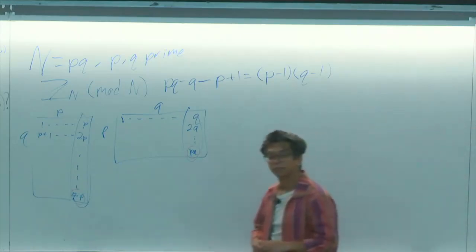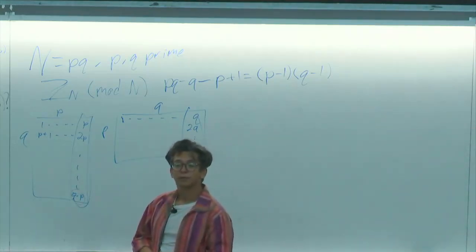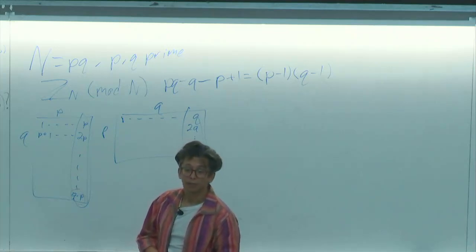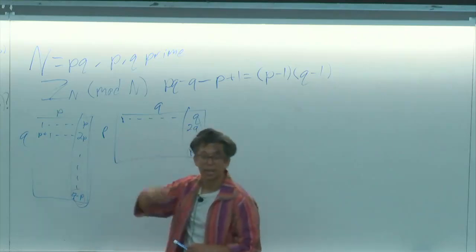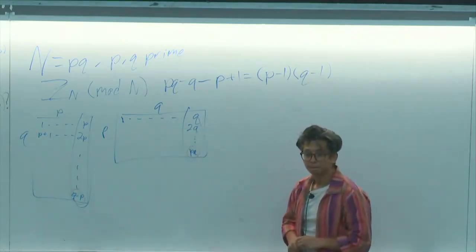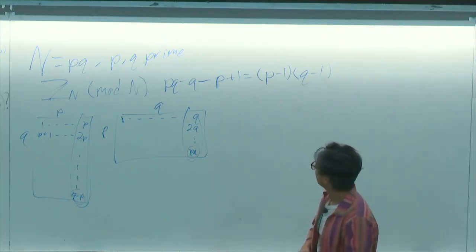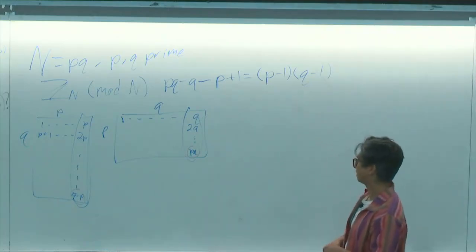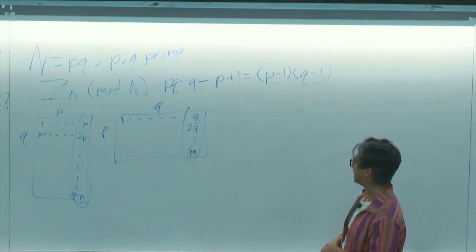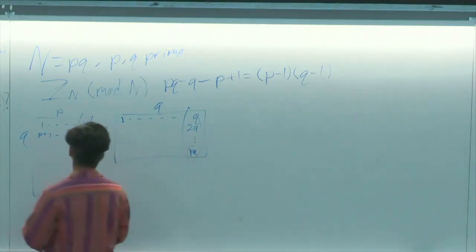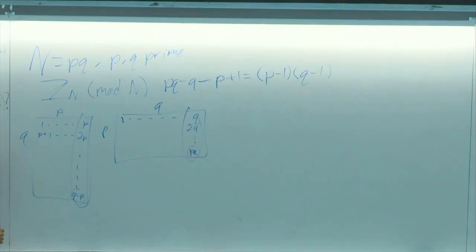Yeah? What if P and Q are the same value? I see. As in N is equal to P squared. Would it still work? P minus 1 squared? I don't believe so. I think you'd get more factors of P than you're actually counting. I could be wrong on that.